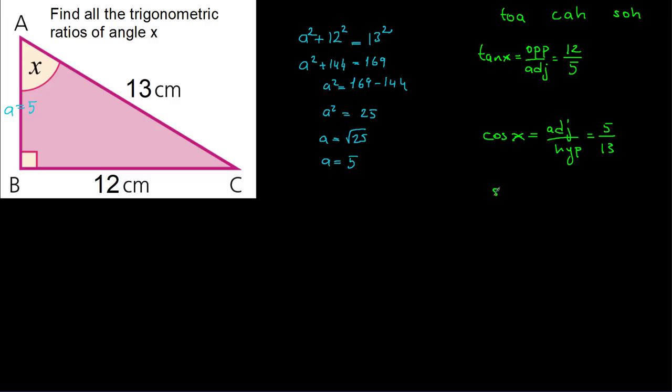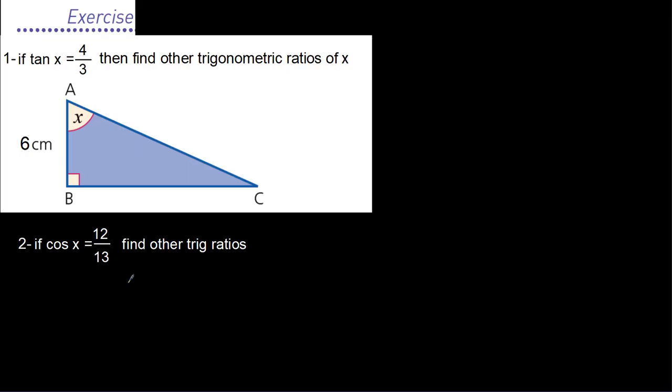And sine x is equal to opposite over hypotenuse, and it should be equal to opposite side 12 divided by 13. So as you see here, we found all the trigonometric ratios of angle x by using the formula and by using the Pythagorean theorem here. Okay, this is the last exercise. The rest of them we will solve in the class.